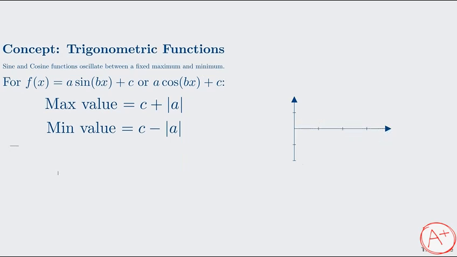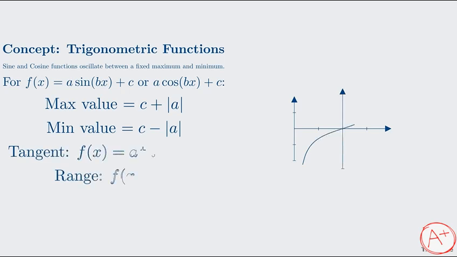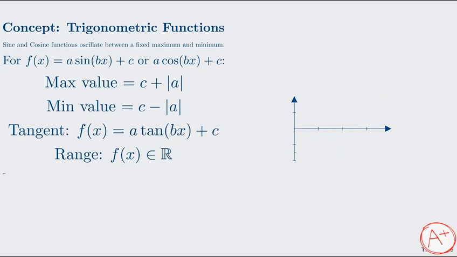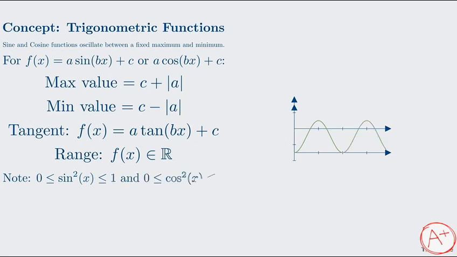Now for the tangent function f of x equals a tangent bx plus c, the range is simply all real numbers because the graph has vertical asymptotes and extends infinitely in both vertical directions. When working with squared trigonometric functions, like sine squared, remember that the values are restricted between 0 and 1 before you apply any other transformations.